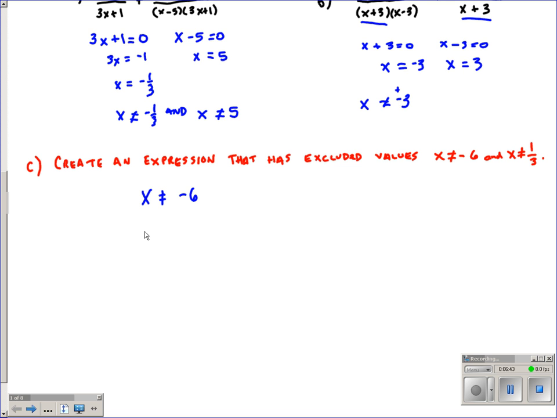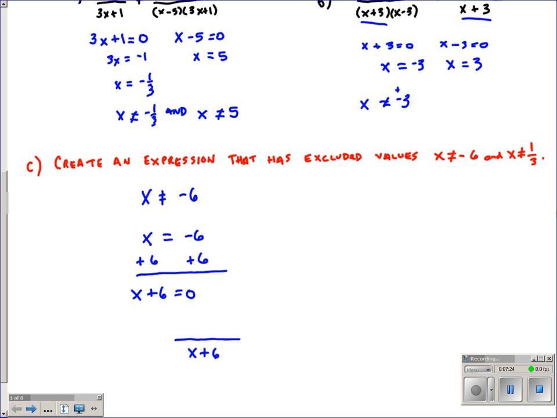So we need to find an expression where -6 would make our expression equal 0. So let's just go ahead and change it to x equals -6. And to get an expression here, let's set it equal to 0. Let's add 6 to each side. And we get x plus 6 equals 0. Which means here, if we have some sort of fraction and our denominator is x plus 6, we know our excluded value would be -6.